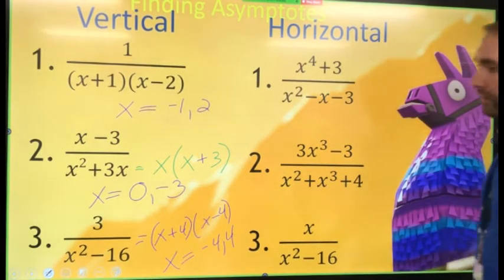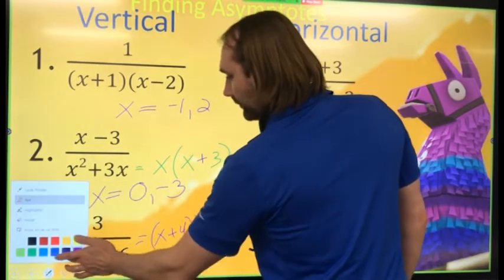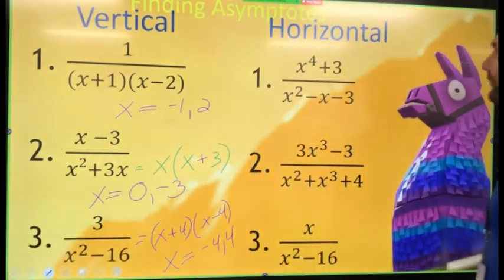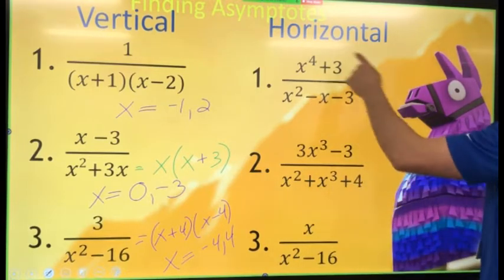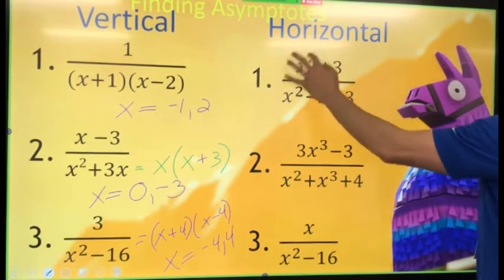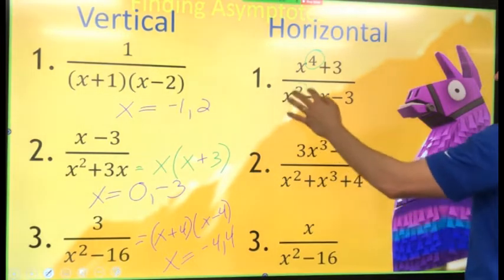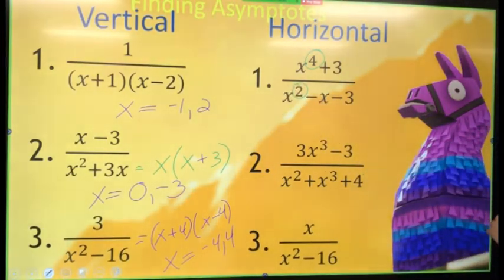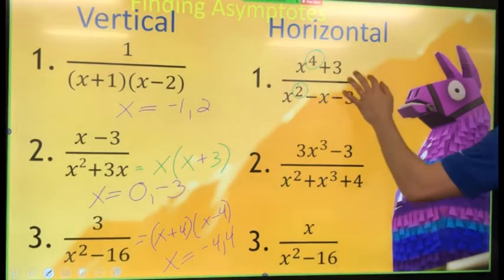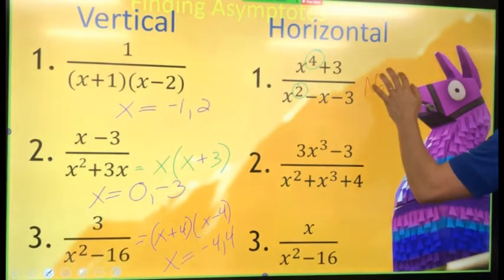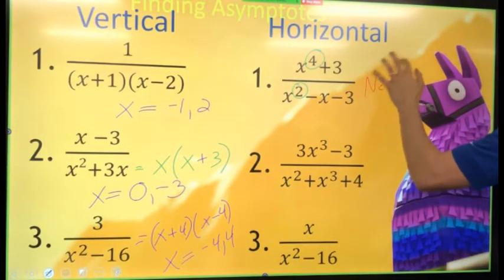Now we will look at the horizontal asymptotes. So x to the 4th plus 3 over x squared minus x minus 3. What's the highest power of my numerator? 4. What's the highest power of my denominator? 2. So who had the highest exponent? Numerator, which means what's my solution? No horizontal asymptotes. Very good. If the numerator has the highest power, then you have no horizontal asymptotes.